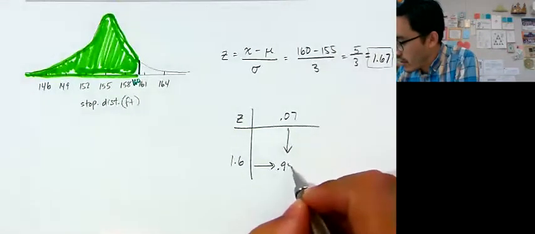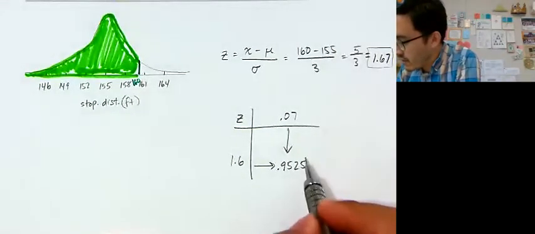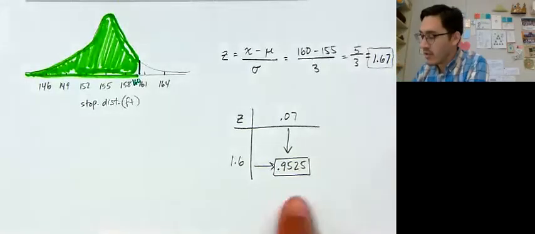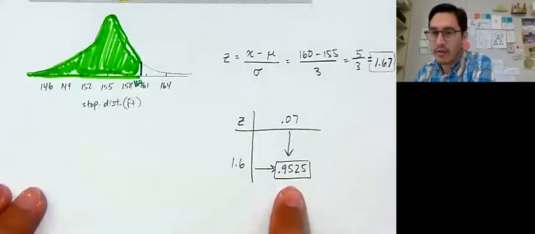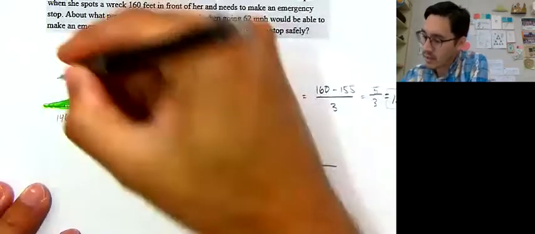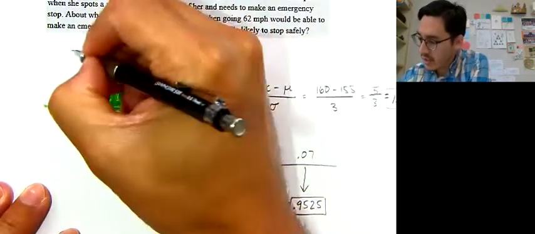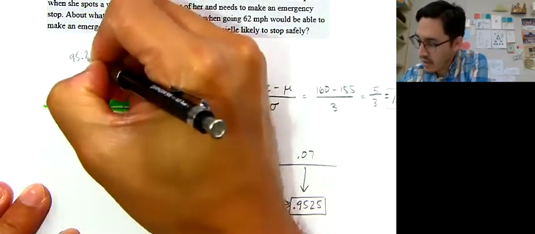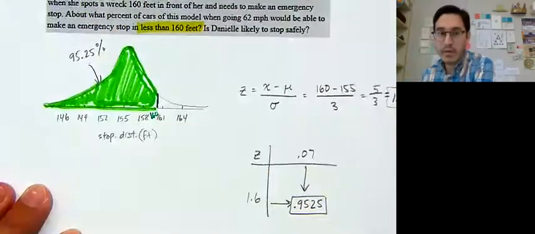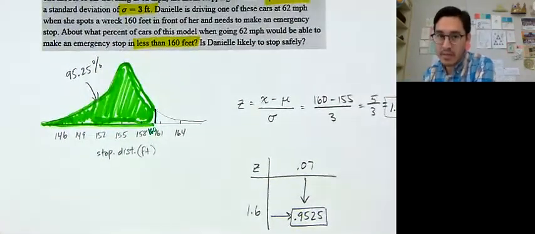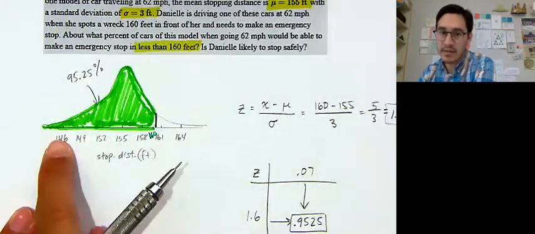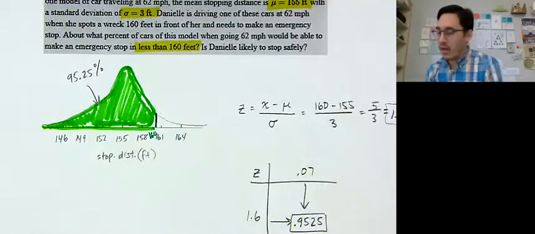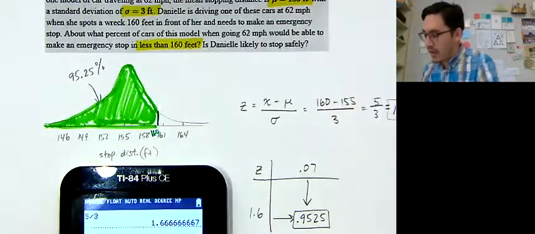So 0.9525. Right, so that's a proportion. Proportions are between 0 and 1, but you can always just convert it to a percentage, just move the decimal 2 places. All right, so what we found is 95.25% of cars going at that speed and of that model should be able to stop in 160 feet or less. All right, so how would you do this on a calculator?